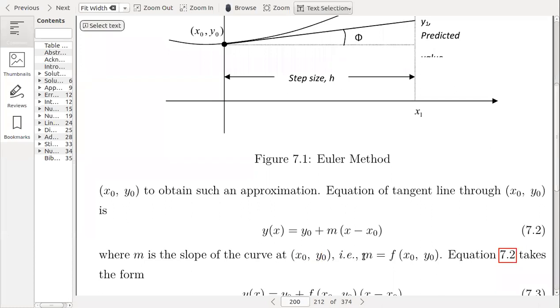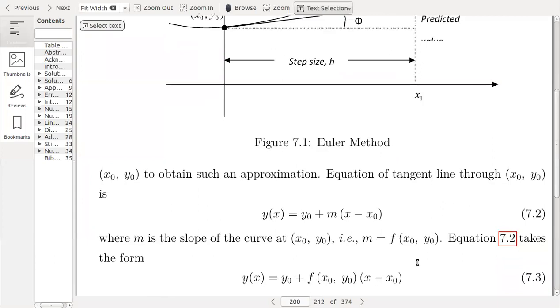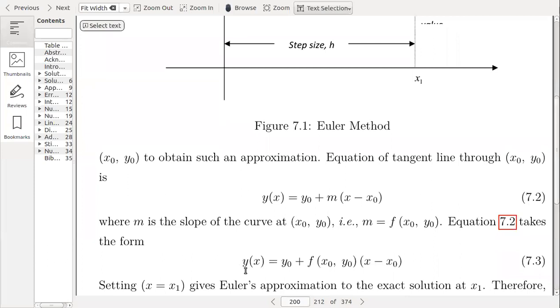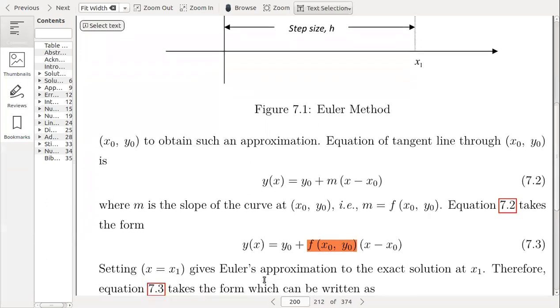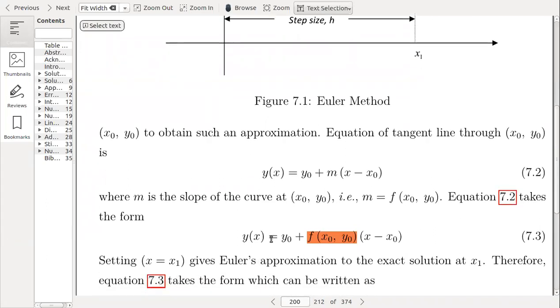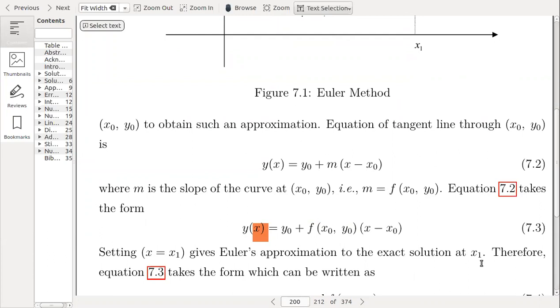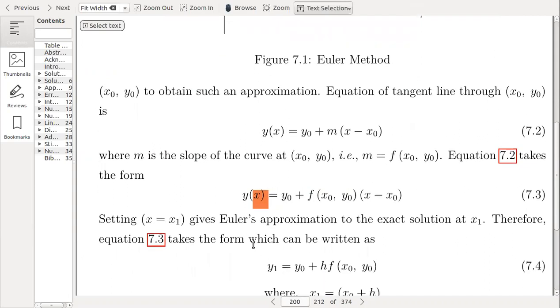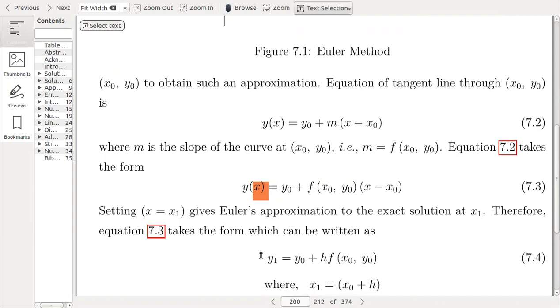That is, m can be written as f of x naught, y naught. Equation 7.2 takes the form y of x is equal to y naught plus m, where m can be replaced with the function at the point x naught, y naught. Setting x equal to x1: if we replace this x with x1, it gives the Euler approximation to the exact solution at x1. Therefore, equation 7.3 takes the form which can be written as y1.